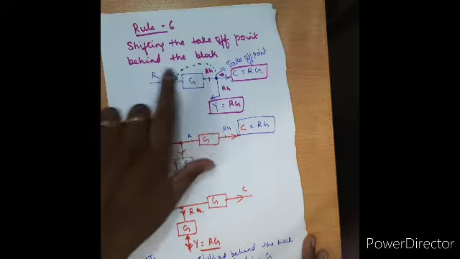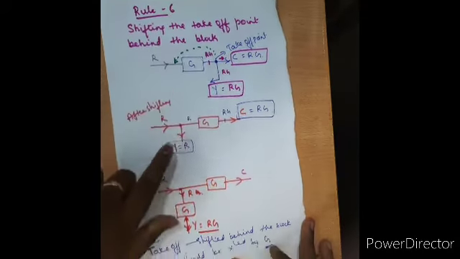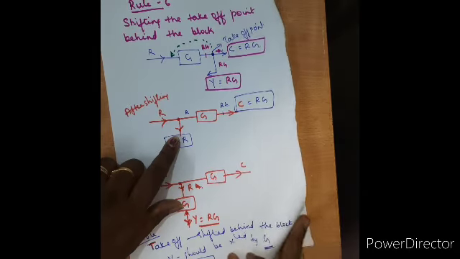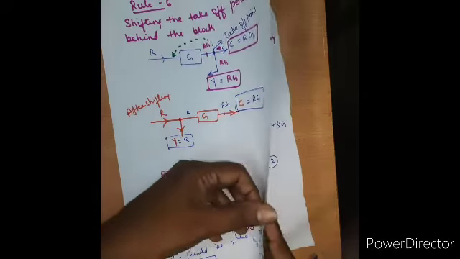Shifting the takeoff point behind the block, what will happen is that a block should be multiplied by a gain of G. Okay.